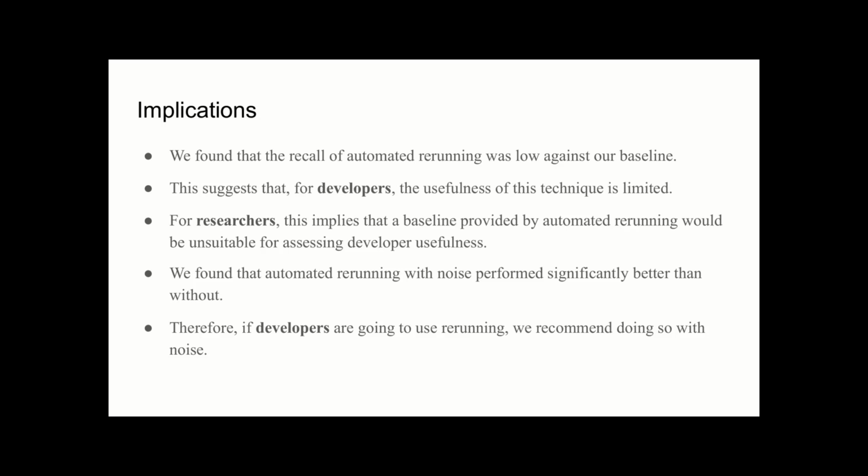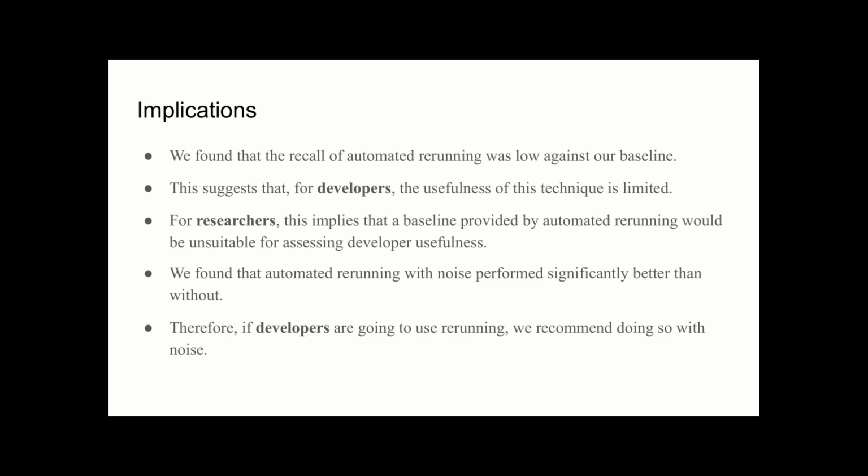Still, we demonstrated that the intersection between the flaky tests detected by rerunning and the flaky tests that we can say were of interest to developers is small. This implies that, for developers, the usefulness of rerunning is limited. We found that rerunning with noise performed significantly better than without. This finding supports the results of previous studies. Therefore, if developers do wish to use rerunning to detect flaky tests, we strongly recommend doing so with noise.